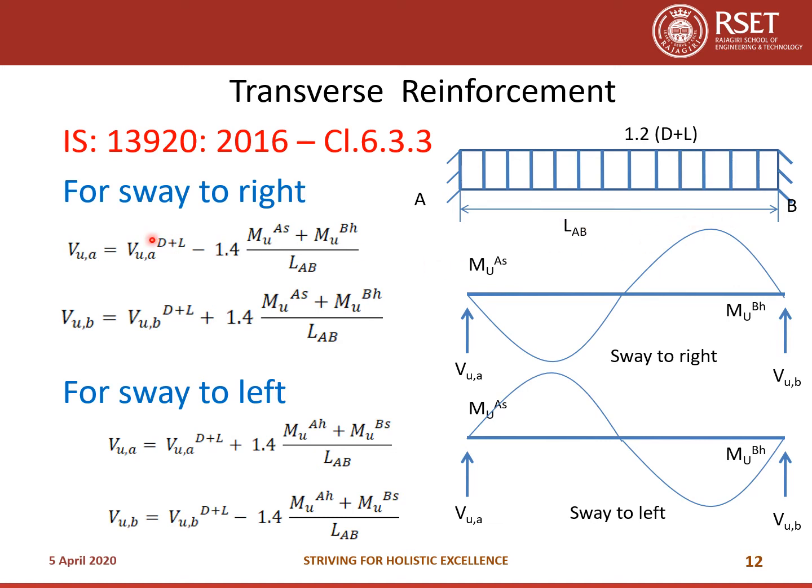Then VuA(D+L) and VuB(D+L) are the factored shear forces at ends A and B due to vertical loads acting on the span. Then MuAs and MuAh are the sagging and hogging moments on the beam at A, and MuBh and MuBs are the hogging and sagging moments at B. This is the equation for sway towards left.